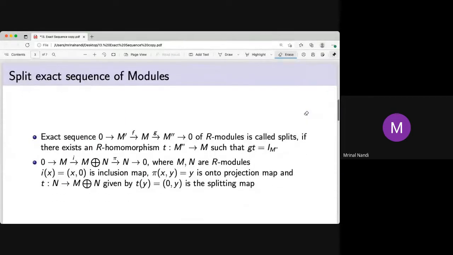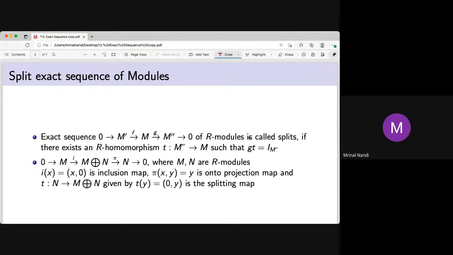Now, when is a sequence called a split exact sequence of modules? Suppose this is a short exact sequence: 0 to M', then f to M, then g to M'', and then goes to 0. So g is surjective and f is injective, and g composed with f is 0.